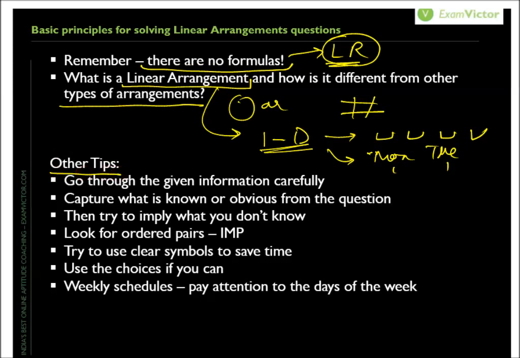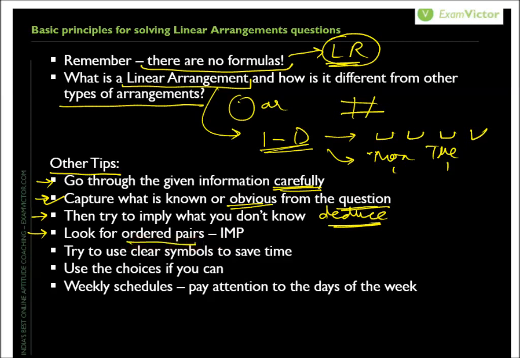Some tips that are very helpful to solve these questions fast. First is quite obvious, you go through the information very carefully, right? Don't miss any points that are given in the question itself. You capture what is known first from the question. What is obvious, what is already given to you in the question, you capture that first. Then after you have done capturing, then you try to imply or deduce what you don't know or what information is not given. Many times the clues will allow you to deduce a few things, and that should be enough to solve the question, or at least give you enough information to answer or pick the right choice among the 4 choices.